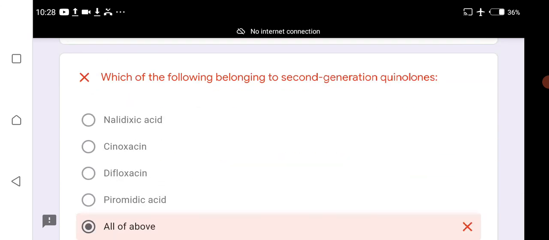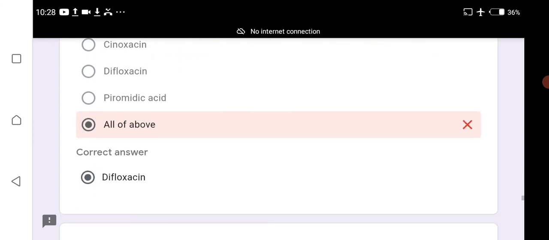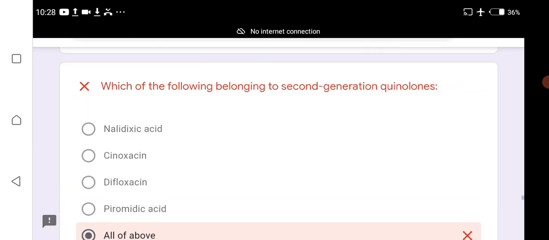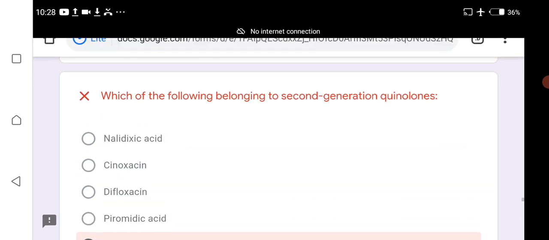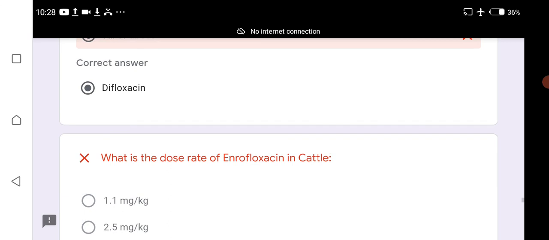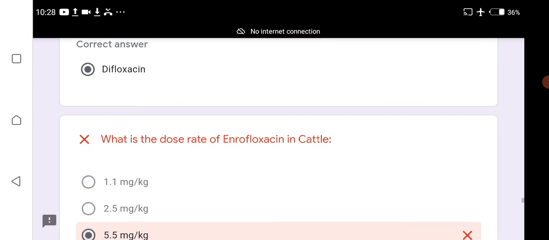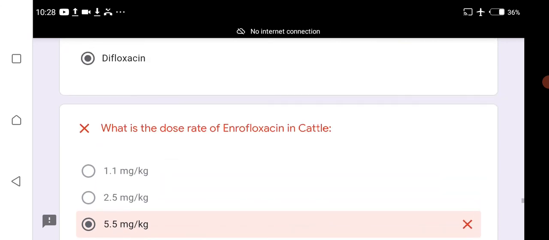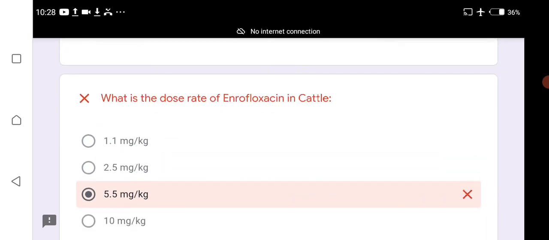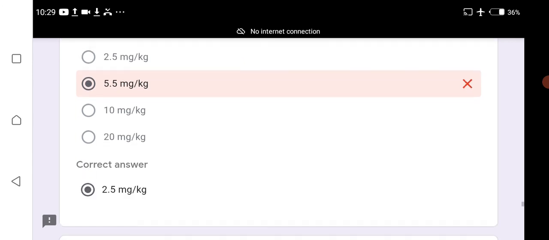Which of the following belongs to second generation quinolones? Difloxacin is a second generation quinolone. What is the dose rate of enrofloxacin in cattle? 2.5 mg per kg. It is available as the brand name N-Cure in Pakistan.